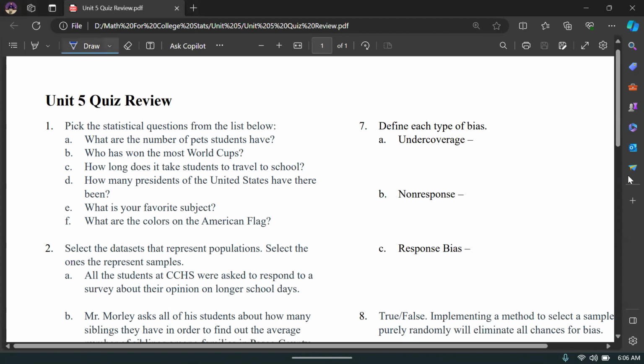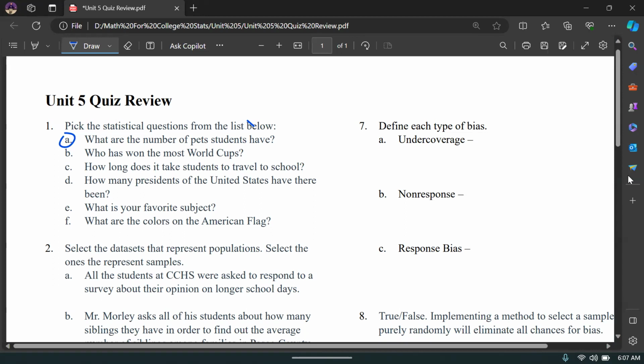So what are the number of pets students have? That is a statistical question because I might ask one person, they might say 3 pets, and someone else might have 2 pets, right? So that's one of them. Who has won the most World Cups? That is not a statistical question because it is a factual question. I don't know the answer to that, but whatever the answer is, isn't gonna change. We're not gonna guess, obviously. Whatever the true answer is, the true answer is. And if people know it, they'll all say the same thing.